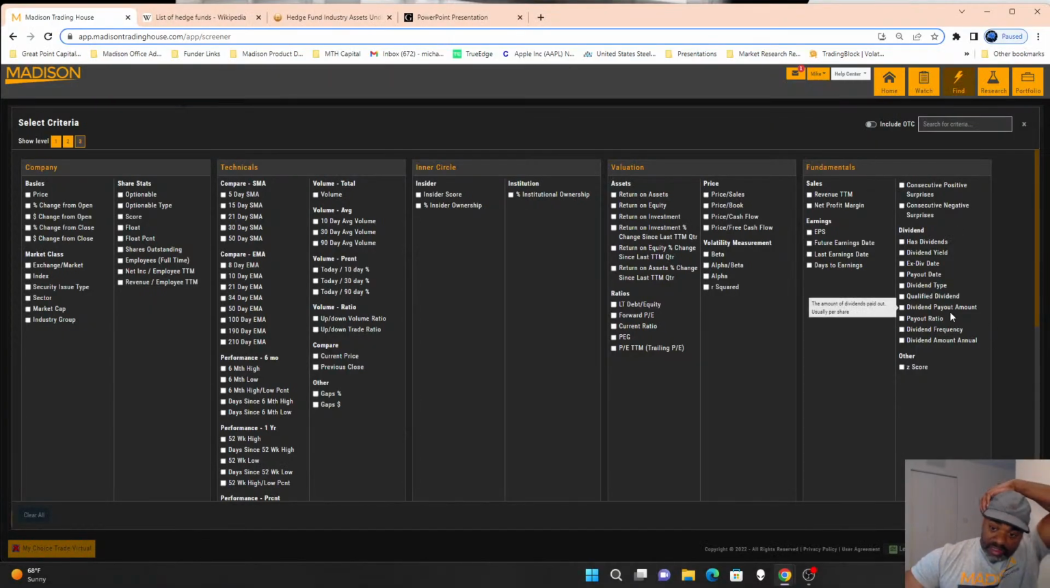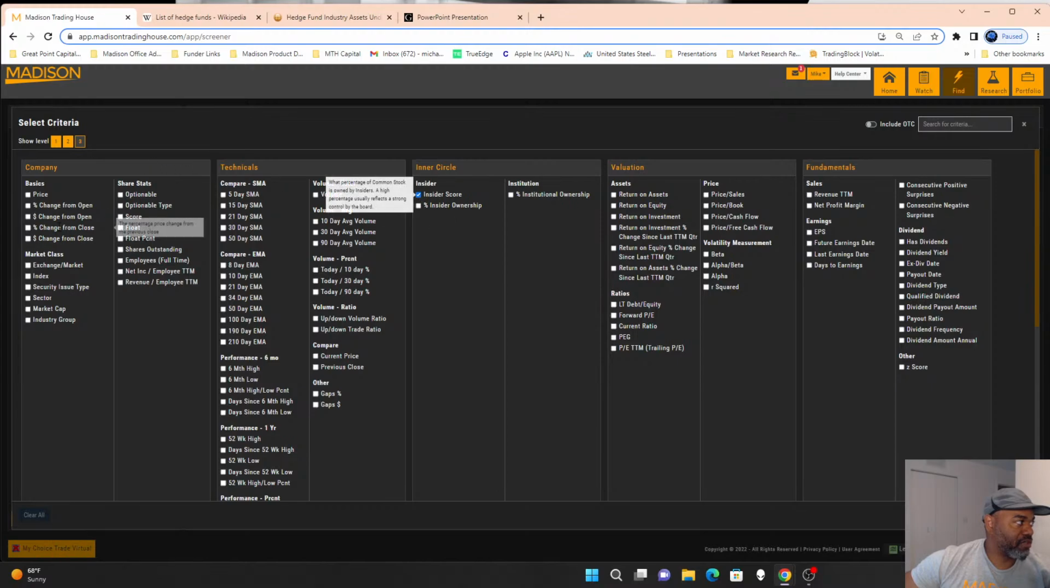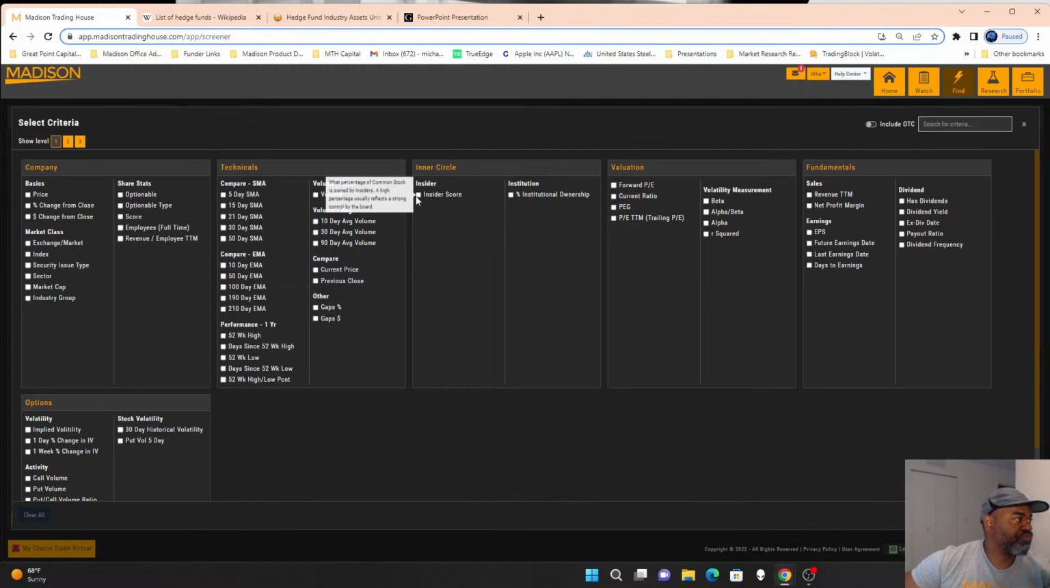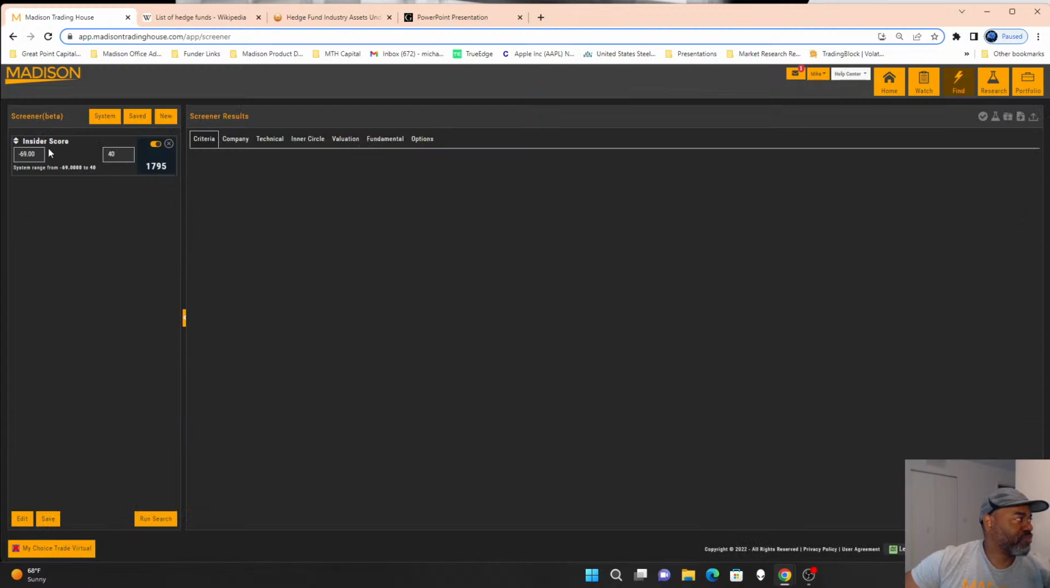So how do I find it? Well, I want to use insider scores. That's what I'm going to look at. So I'm going to go here to insider score. I'm not going to choose any other criteria for right now because I just want to look at this and show you how it works. So all I did was select one. I went to the screener again, go to new, insider score. I hit apply criteria. Now it has a listing.